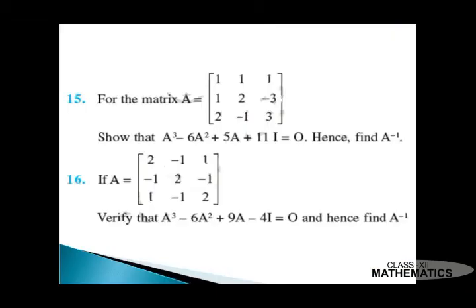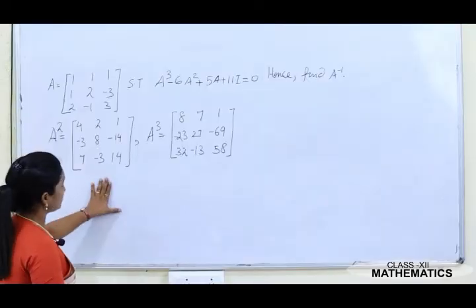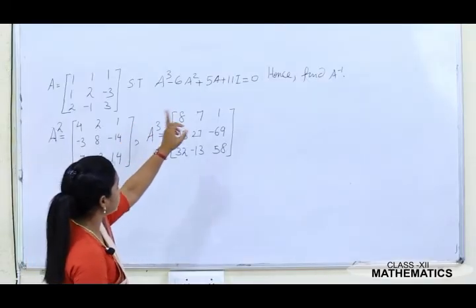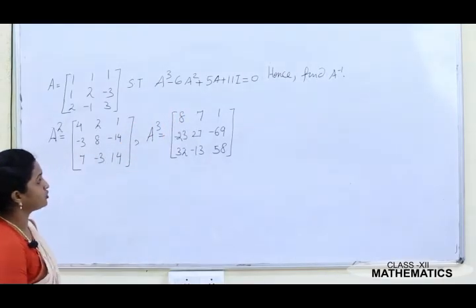Now look at here. You have got two sets of questions here, 15 and 16. Okay. Both are the same type of question. So I'll go for the first question, that is the 15th one. The 16th one you can do at home. Okay. You can practice this on your own. Let's see how to solve the 15th question here. Look at here. This is the question. You have to show that a cube minus 6a square plus 5a plus 11i is equal to 0.